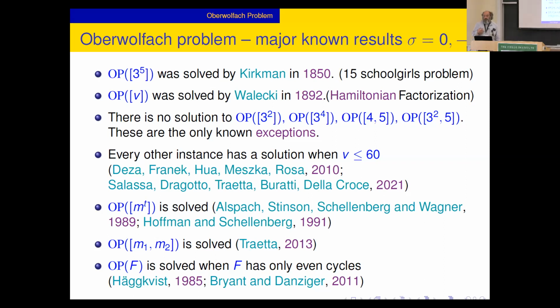It's known there's no solution in these 4 cases given here. However, every other instance with v less than 60 is known to exist. Okay, and that was originally up to 40 was done by various people there, and then more recently, Tommaso and Marco and various other people extended that to 60 in a very nice way.